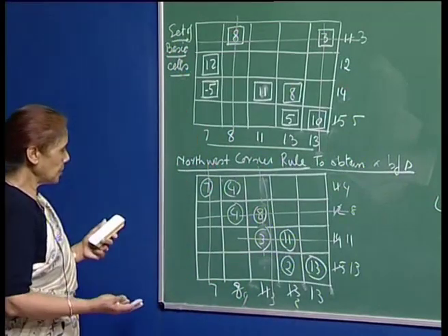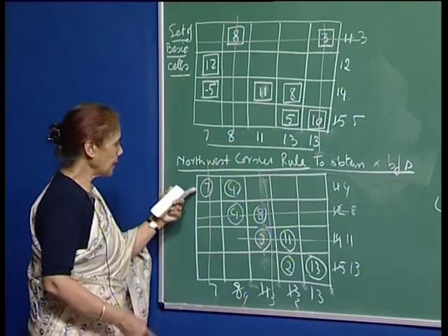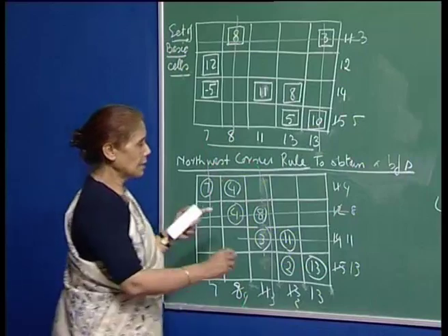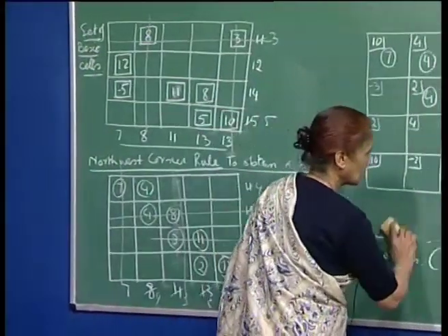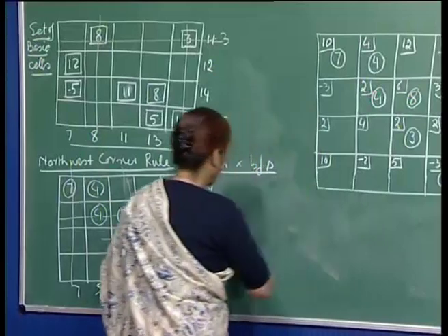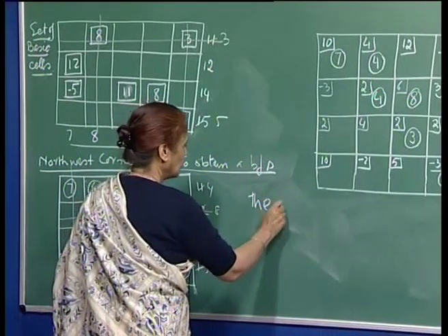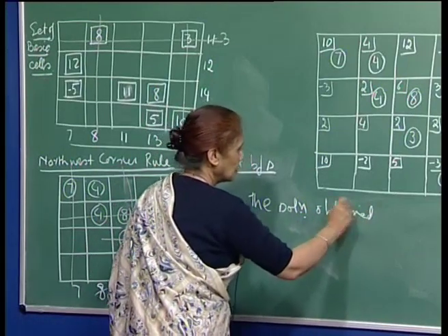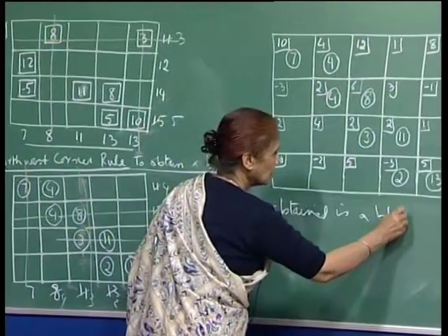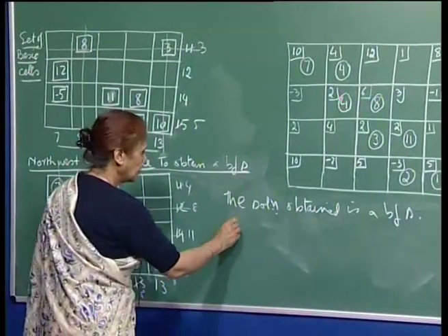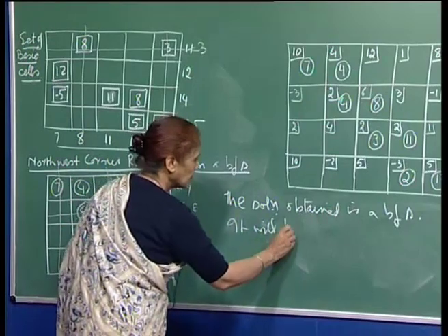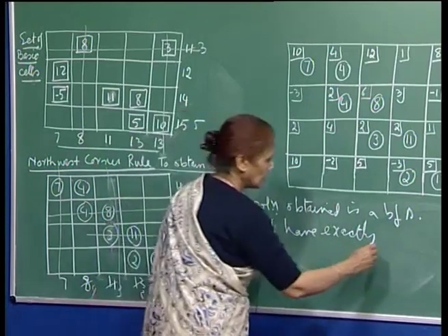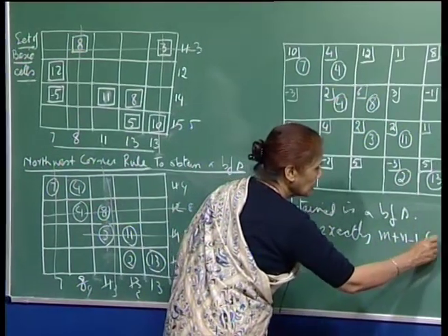Why is it a basic feasible solution? Because I am satisfying a row or a column constraint at a time. So, therefore, the solution obtained is a basic feasible solution. Why? Because it will have exactly m plus n minus 1 cells.